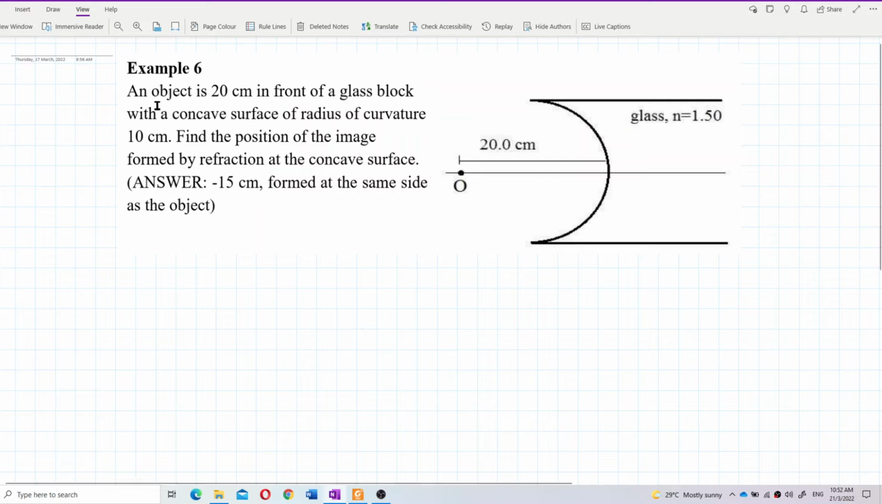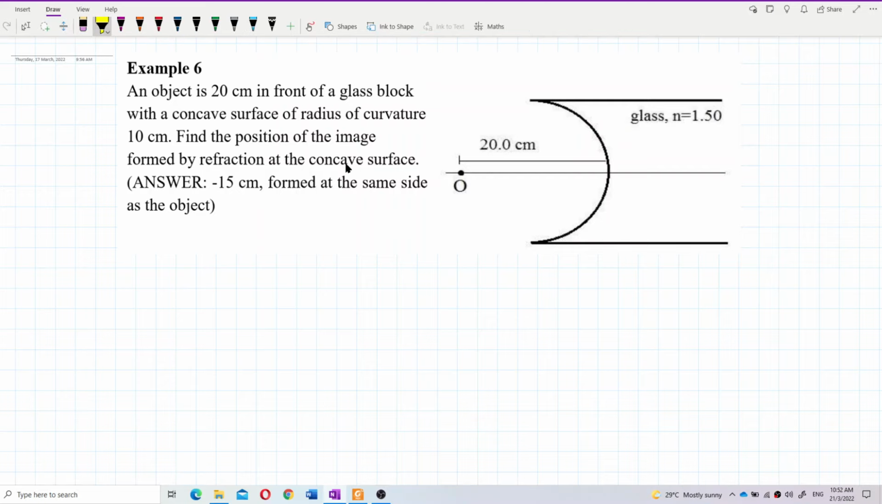Okay, an object is 20 centimeter in front of a glass block with a concave surface of radius of curvature 10 centimeter. Find the position of the image formed by refraction at the concave surface. Okay, this is a concave surface to the object. So this question again asks for position of image.